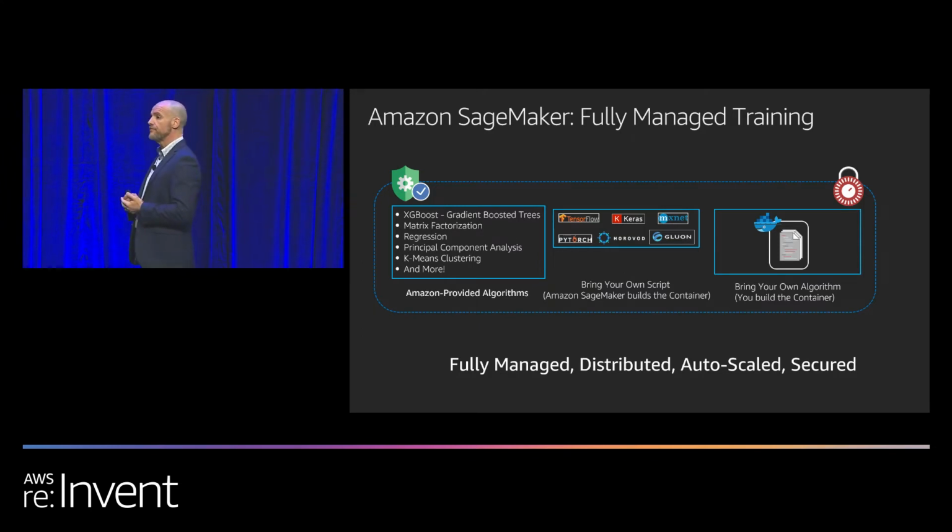On the right-hand side, if you really want to bring your own recipes, you can bring your own container, and SageMaker will run your container as is. You have absolute control. You can bring in the ingredients that we provide for you, package them up, put it in ECR, and then start a training session. SageMaker is fully managed, distributed, auto-scaled, secured. Everything that we do revolves around those principles.